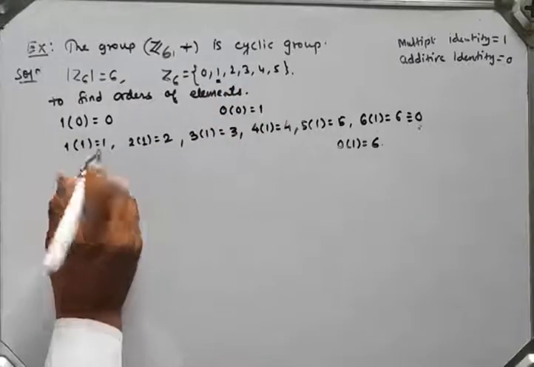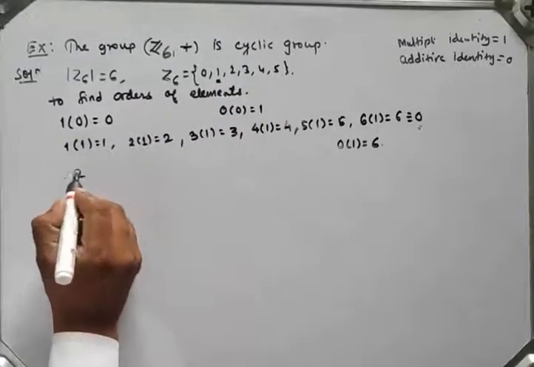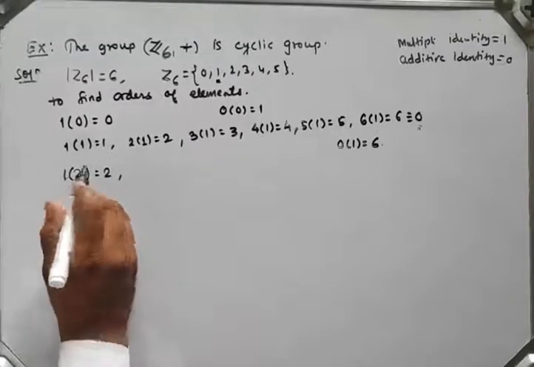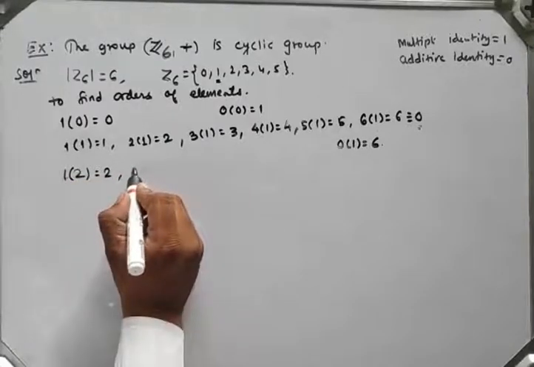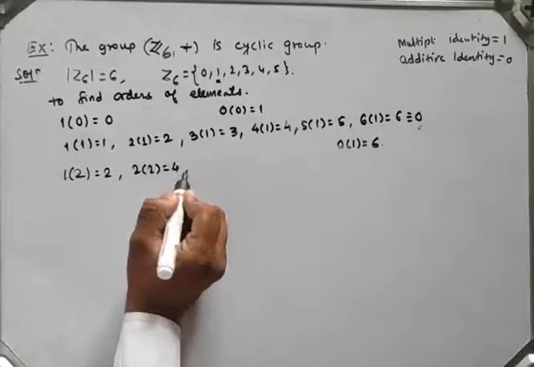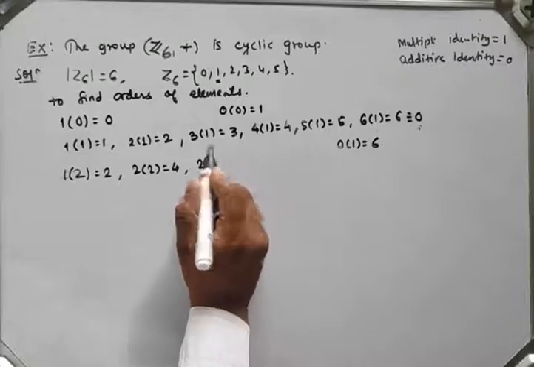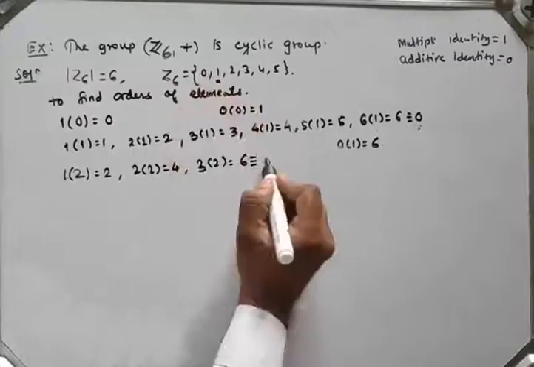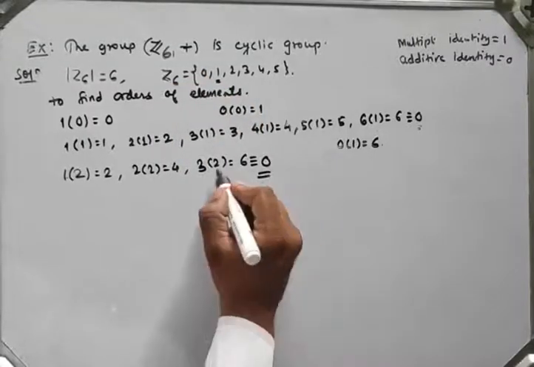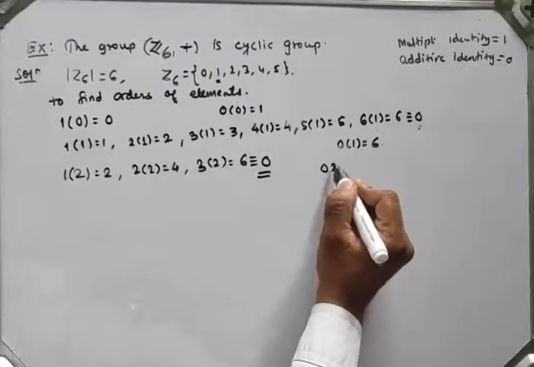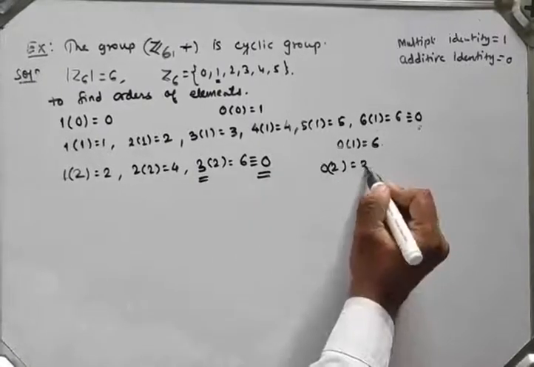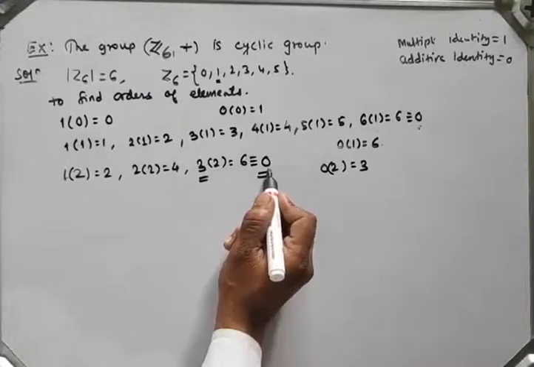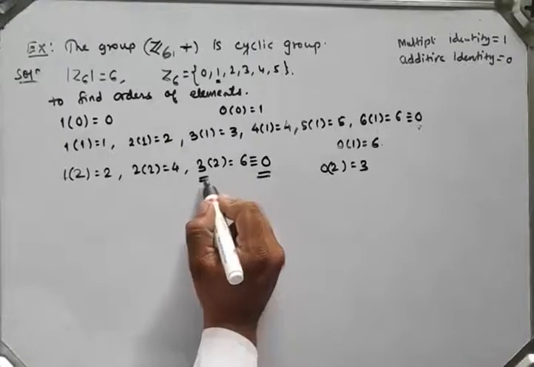So here 2. So 1 into 2, which is 2, means addition of 2 one time, which is 2. Next 2 into 2, which is 4. Next 3 into 2, which is 6, and 6 modulo 6 is 0. Here I get 0, means the order of 2 should be 3, right? Means I add 2 three times, then I get 0, means the order of 2 should be 3.